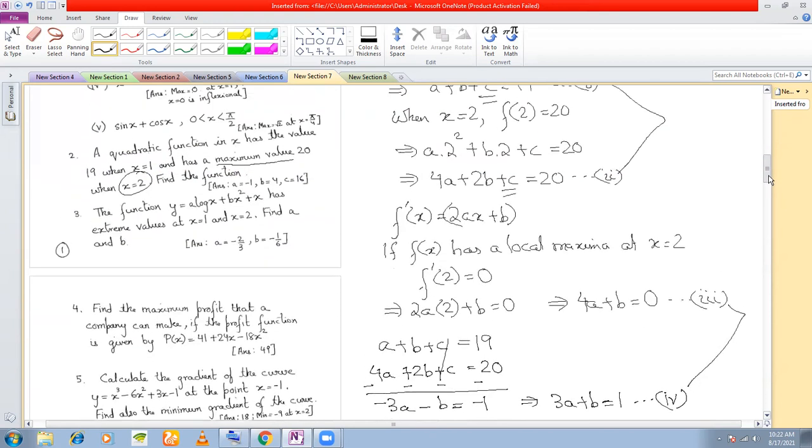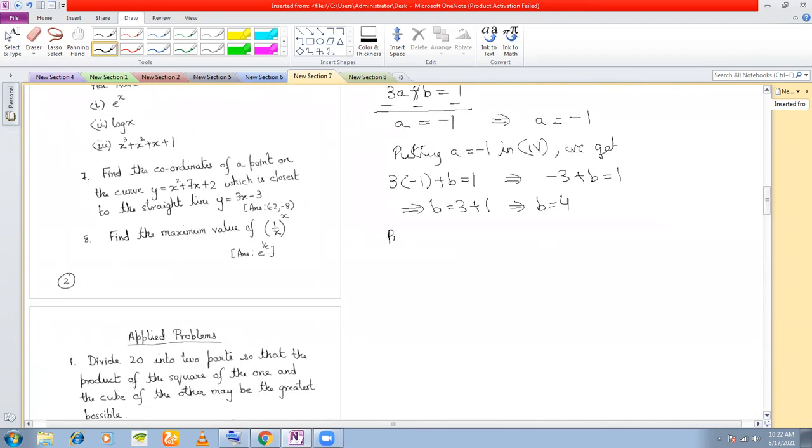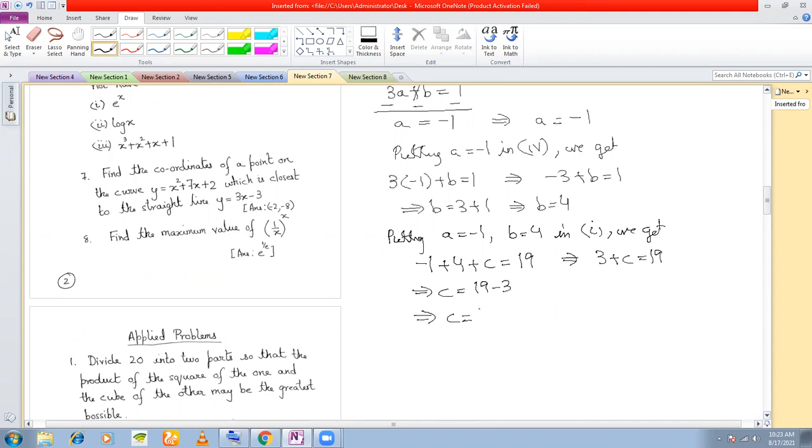How about c? You got the value of a and b. You can put it in 1 and get the value of c. So putting a is equal to minus 1, b is equal to 4 in 1, we get the equation was a plus b plus c is equal to 19. That means you get 3 plus c is equal to 19. That means c you get as 19 minus 3. C is equal to 16.